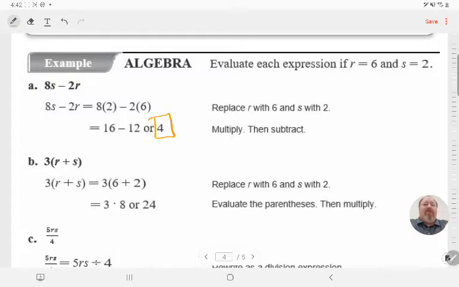On B, again, we're replacing with the same amounts. So r is 6, s is 2. Now we have parentheses, so we have to use our grouping first, and that would give us 6 plus 2, which is 8. 3 times 8 is 24. Okay?